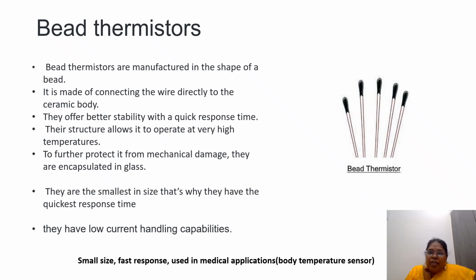It just has a metallic wire connected to the ceramic body. This is the metallic wire. Here you have the bead, and this is the connection for measuring the temperature. This gives better stability and also a quick response time, and it protects from mechanical damage, because it is enclosed, so there is no mechanical damage. It is smaller in size and has a very quick response. Very small only, but the response is much faster. It is used in medical applications for measuring body temperature.